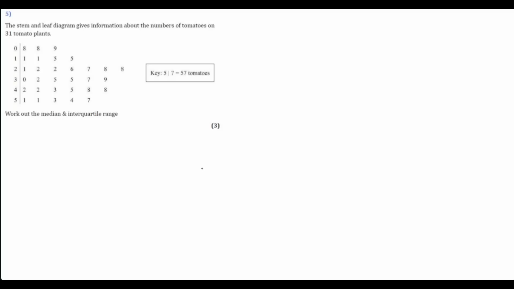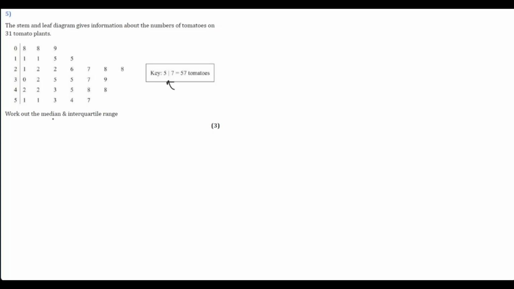Question number 5, the stem and leaf diagram gives information about the numbers of tomatoes on 31 tomato plants. Work out the median and interquartile range. Quick reminder here, these keys are very important. It might ask you to fill it in. And as you can see here, 5-7 equals 57. So for example, if I was to use this number and this number, that would be 32.